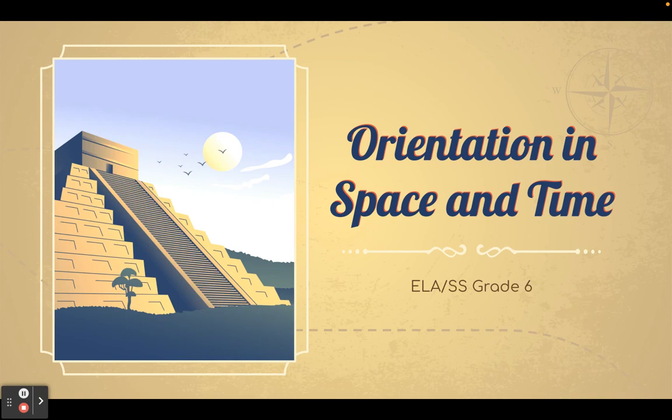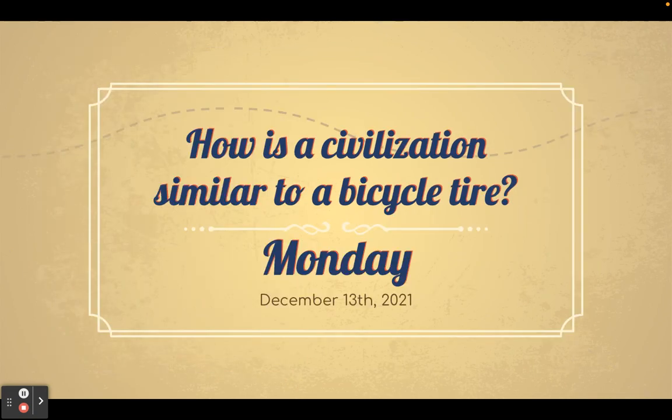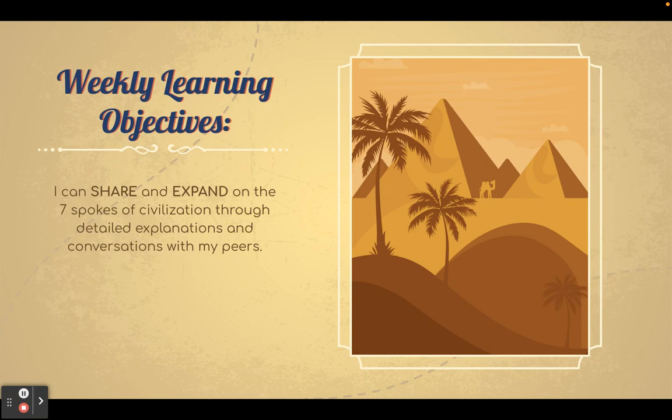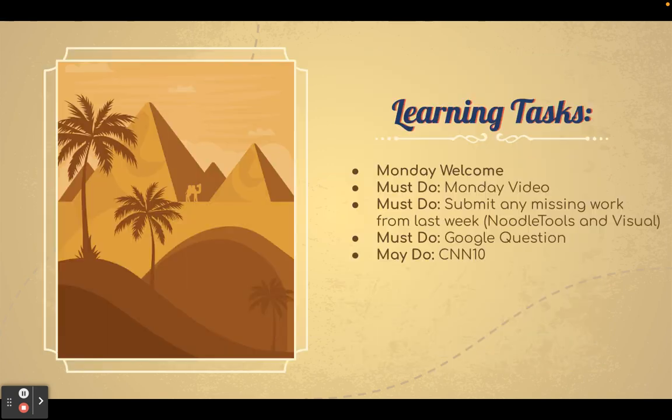So let's go ahead and get started for Monday, to make sure you have enough time to answer today's question. Our compelling question for this unit has been, how is a civilization similar to a bicycle tire? So you're going to answer that question today. Our objective this week is that you can share and expand on the seven spokes of civilization through detailed explanations and conversations with your peers. And so we're going to do a portion of that today.